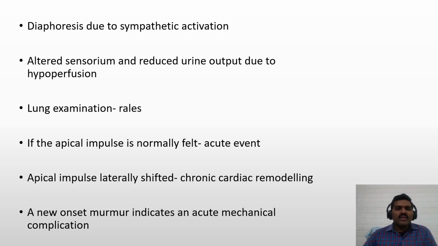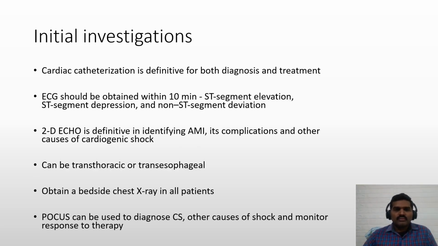So once you have examined the patient, you need to order investigations. Cardiac catheterization is the definitive investigation. It can both diagnose and, at the same time, treat the patient for acute myocardial infarction, a blockade in the coronary system. ECG is the first and foremost investigation that should be done, and it should be done and interpreted within 10 minutes. There is a misconception that ECG should be done within 10 minutes.